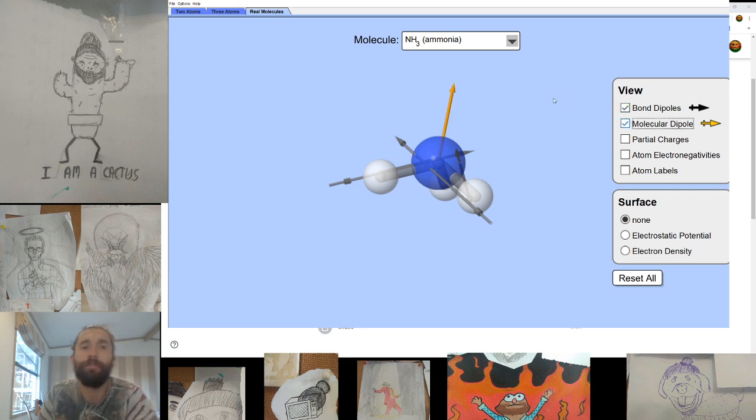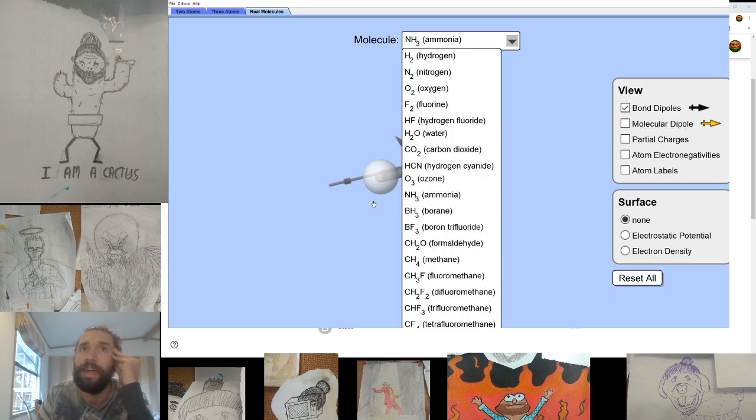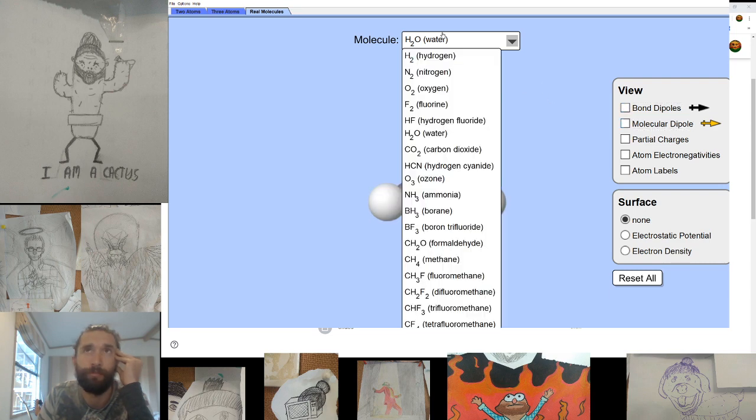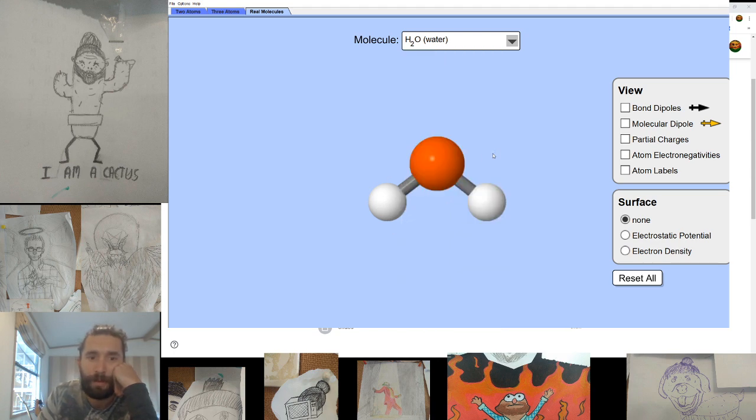So trigonal pyramidal cannot be non-polar, and bent cannot be non-polar. Like water, the 2 dipoles will add up to a dipole. Stuff like water, and that's the only bent one we've got there. Anyway, bent ones can't be non-polar as well. All right, so enough of that.